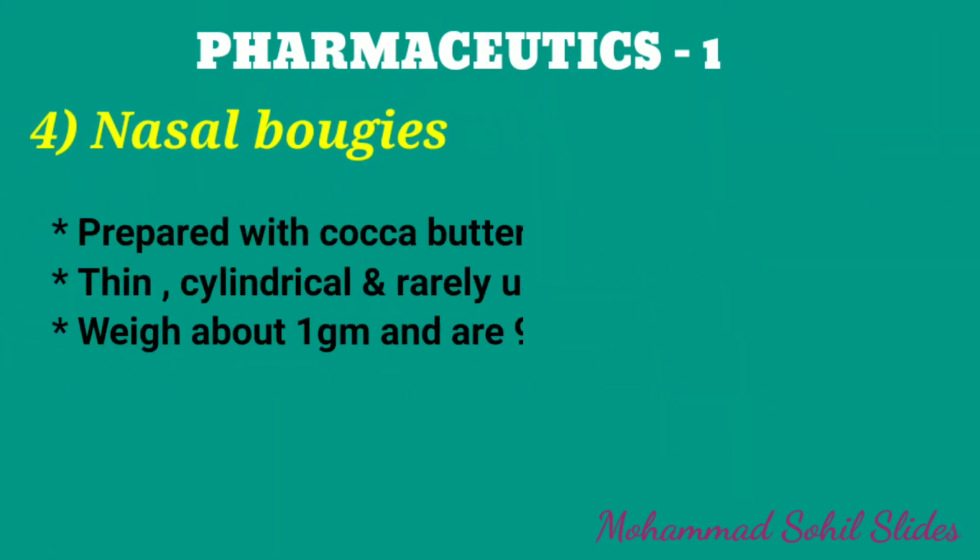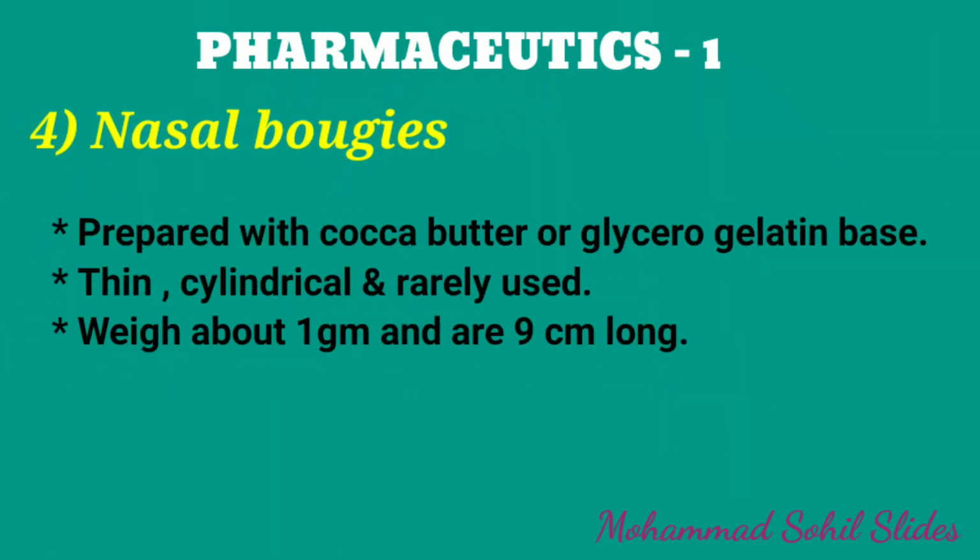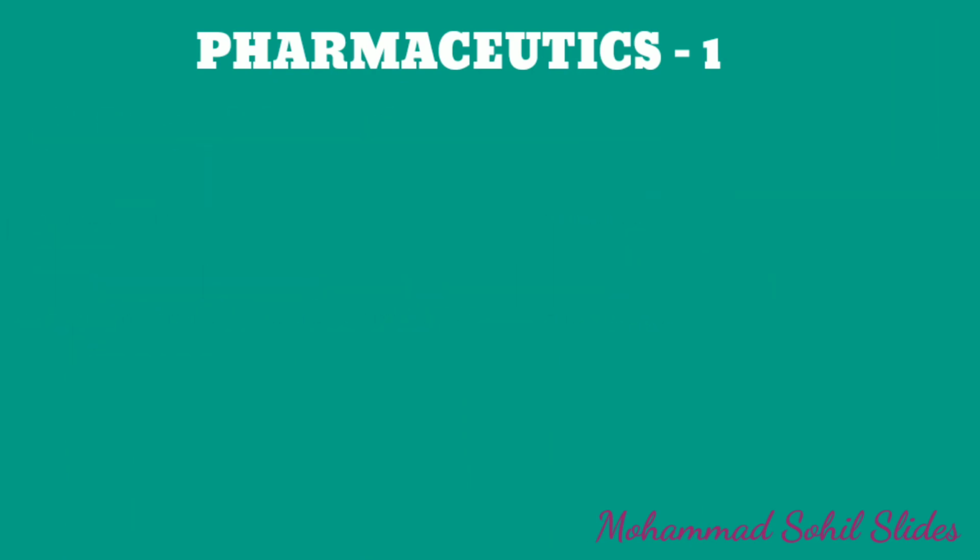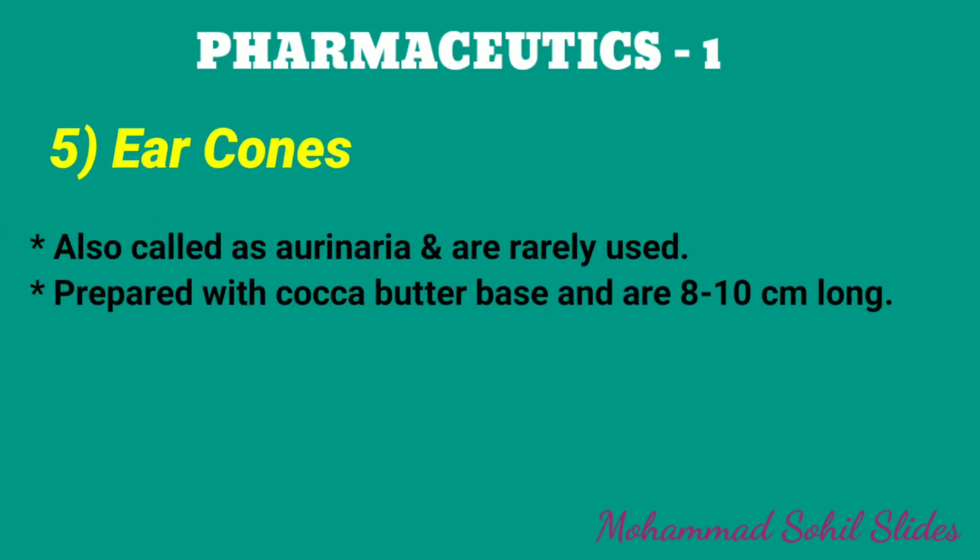Now coming to nasal bougies. These are prepared with cocoa butter or glycerogelatin base. They are thin, cylindrical and rarely used suppositories. They weigh about 1 gram and are 9 centimeters long. Now coming to the last type, that is ear cones. They are also called auricular suppositories and are rarely used. These are prepared with a cocoa butter base and are 8 to 10 centimeters long. They are thin, cylindrical, with a weight of about 1 gram. So this is all about the types of suppositories.